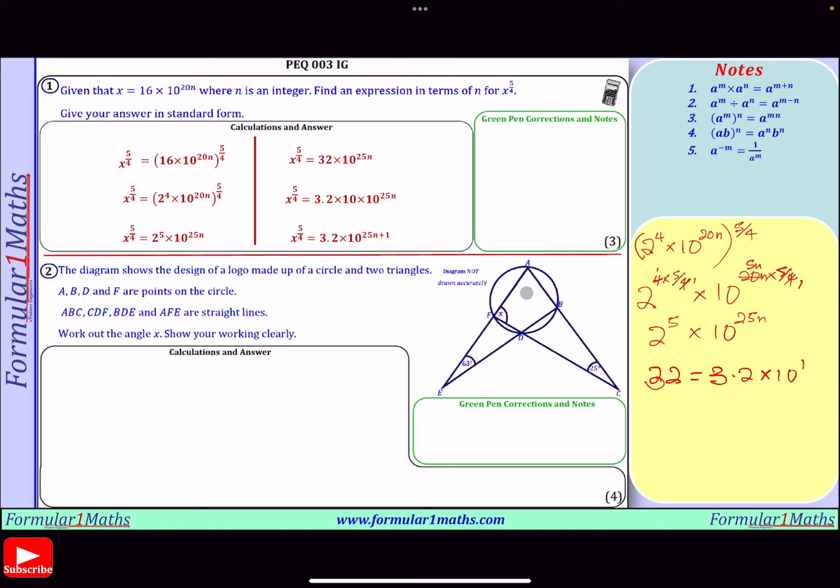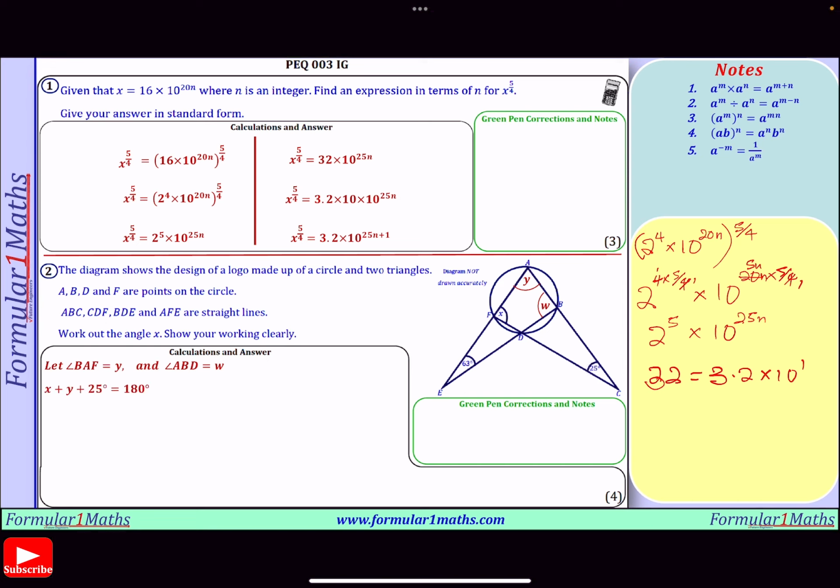Let's start by letting this angle here be represented by the letter y. So angle BAF is equal to y, and angle ABD, this angle, be represented by the letter w, as follows. If we now look at triangle AFC, we can see that x plus y plus 25 will give us 180. And so we have this equation here.